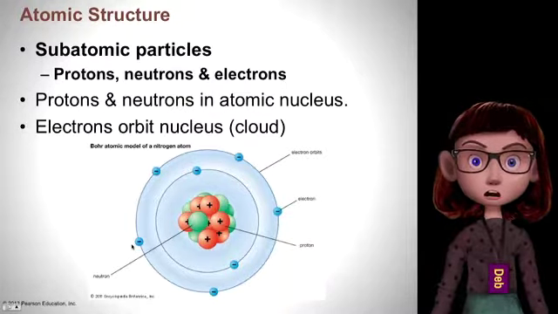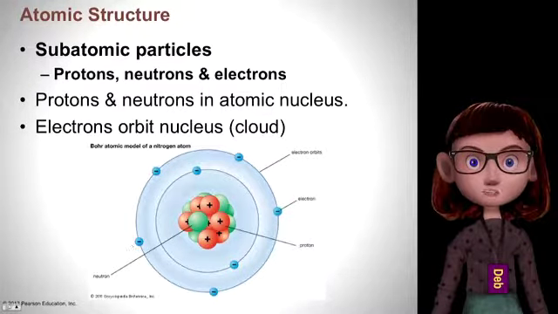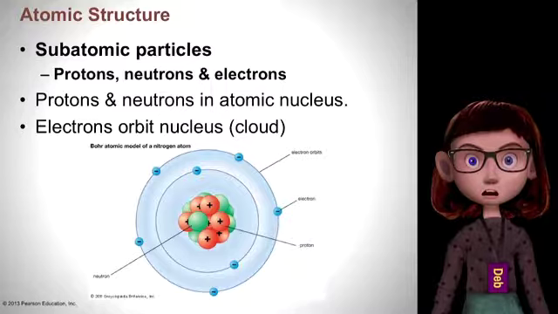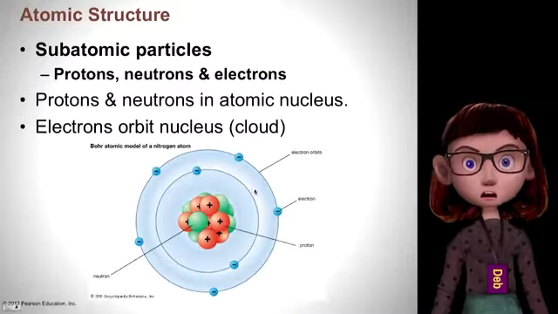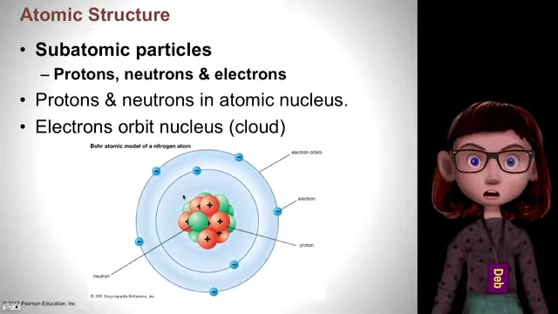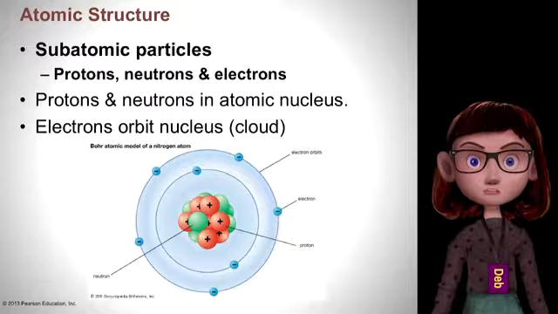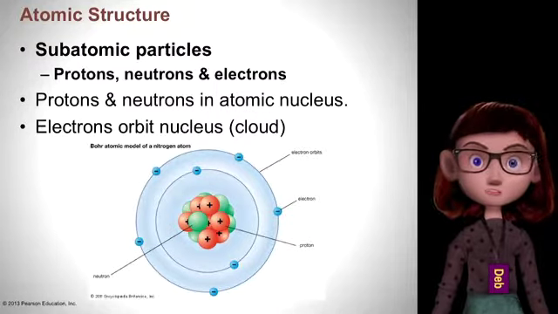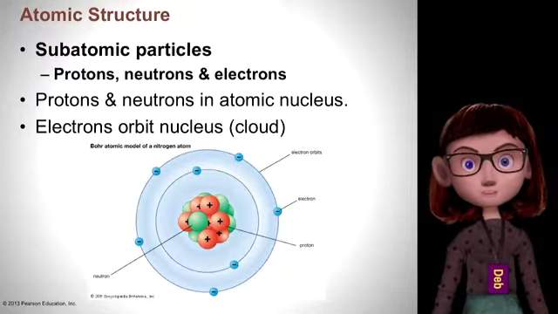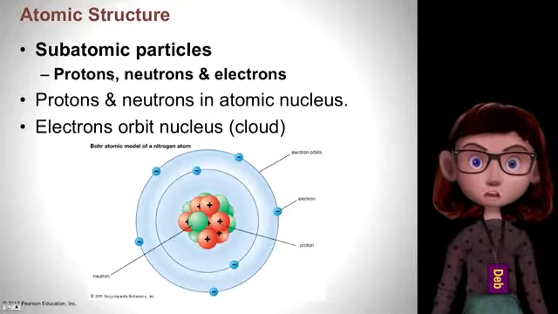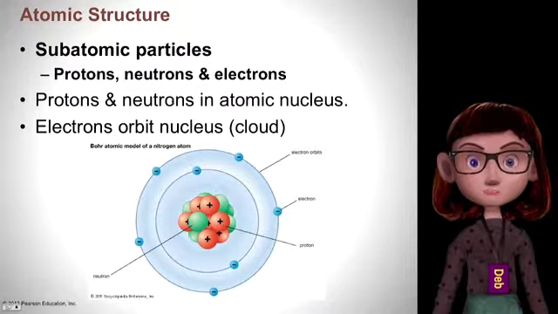Now we're going to go to atomic structure. The subatomic particles, protons, neutrons, and electrons, are represented right in this figure. There are, of course, subatomic particles such as gluons and quarks, where these particles will actually decompose to smaller particles, but we're not going to get into that. We're just going to concern ourselves with the protons, neutrons, and electrons.